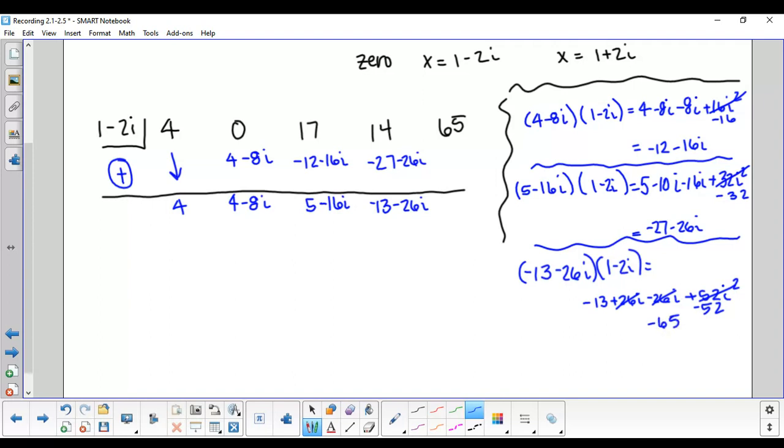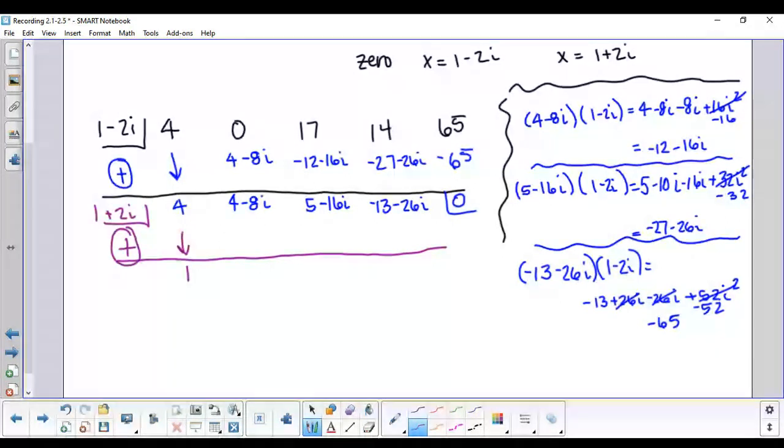negative 65. Well, now, friends, I want to remind you, I told you from the start, this was going to produce a 0. So I'm really glad it worked out. Now what we're going to do, yep, you guessed it, we need to do synthetic division with 1 plus 2i, its conjugate. Now, I know some of you are probably sitting there going, no, don't make us do that. But I promise you, you're going to see something really cool happen. So let's go ahead and follow the process.